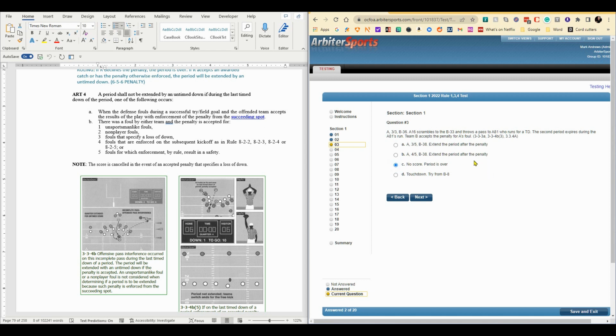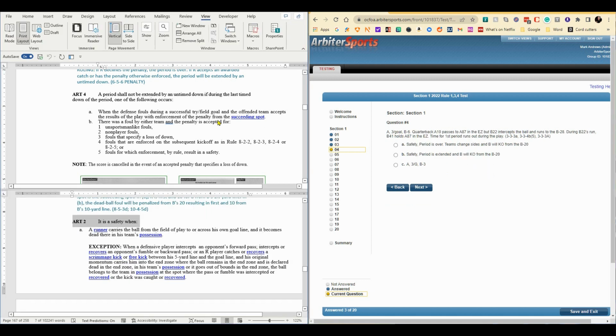Whew, answer C. Okay, question number 4. A third and goal at the B6. Quarterback A10 passes to A87 in the end zone, but B22 intercepts the ball and runs to the B28. During B22's run, B41 holds A87 in the end zone.